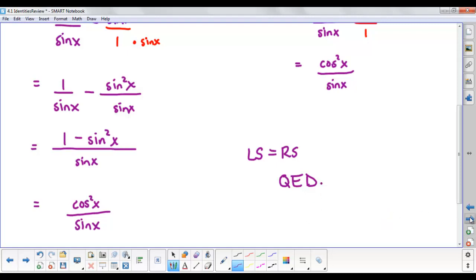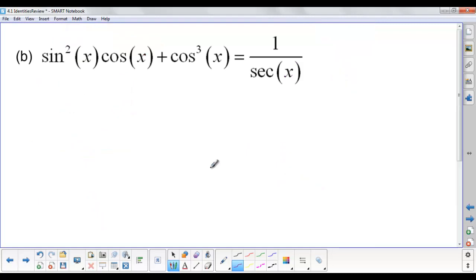Okay, we'll move on to the next example. If you wanted to challenge yourself, you can always pause the video right here and try the work on your own, and then play the video and see if you get the same answers that we get.